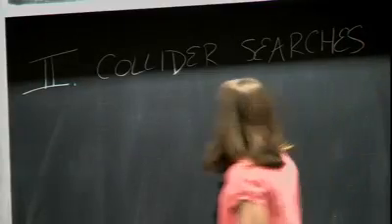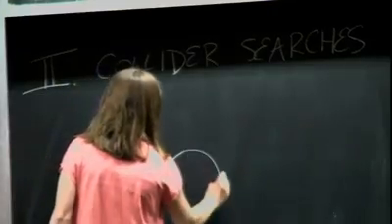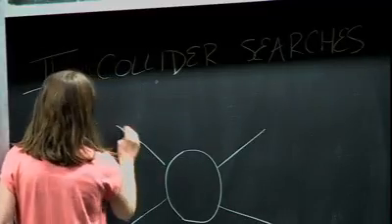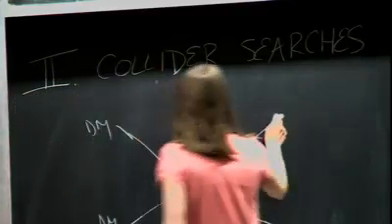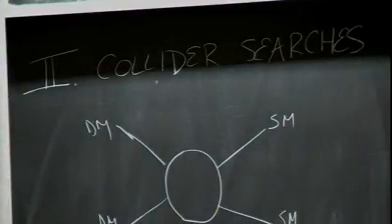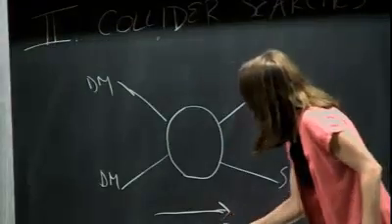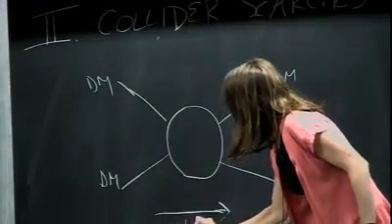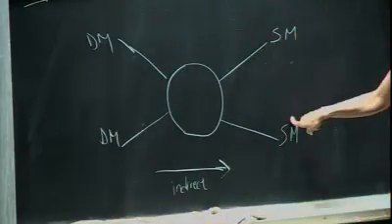Collider searches is going to finish off our exploration of dark matter searches. If we draw a diagram with dark matter and standard model, what we've just explored is what happens when we go in this direction. That's indirect searches, where we have dark matter annihilation and we observe standard model.